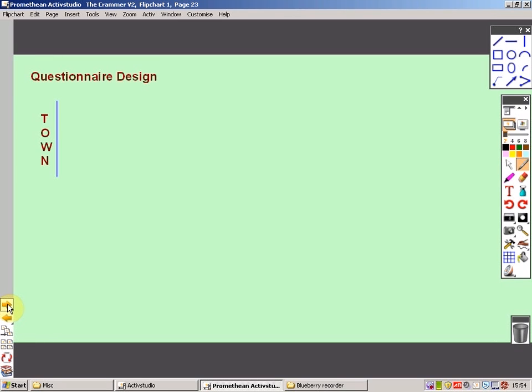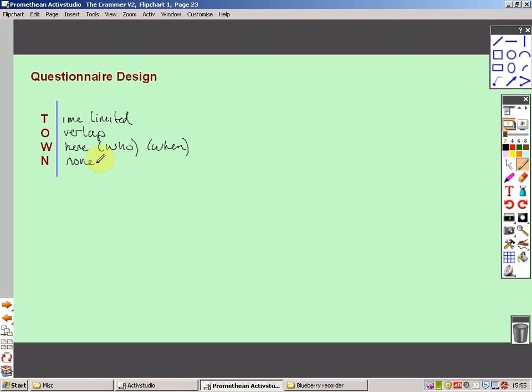Okay, questionnaire design. This is all about someone writing a questionnaire. How did they get on? We use TOWN to remember this. And T stands for time limited. O stands for the overlap. W stands for where, sometimes who, even when. And N is none.